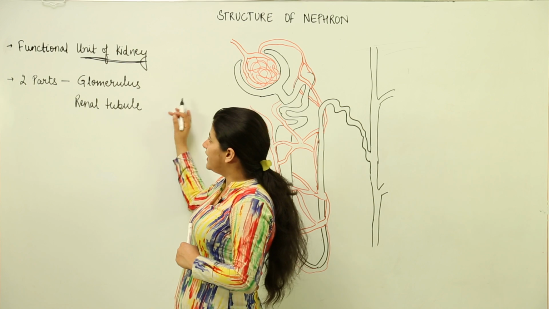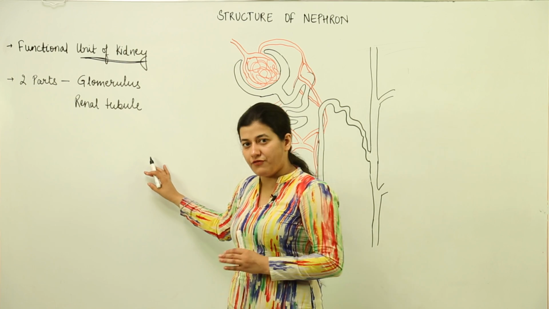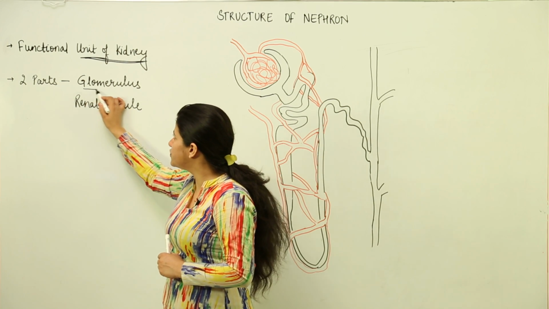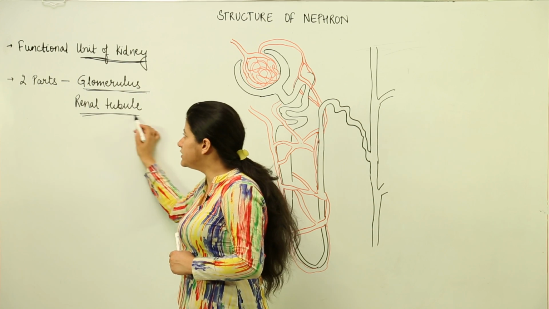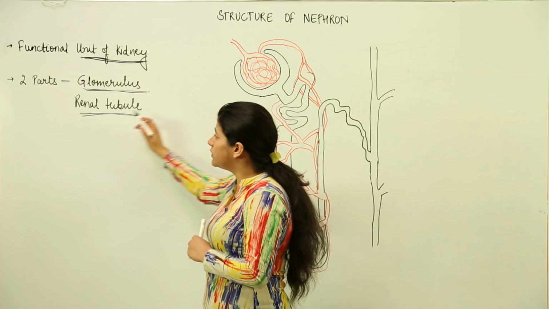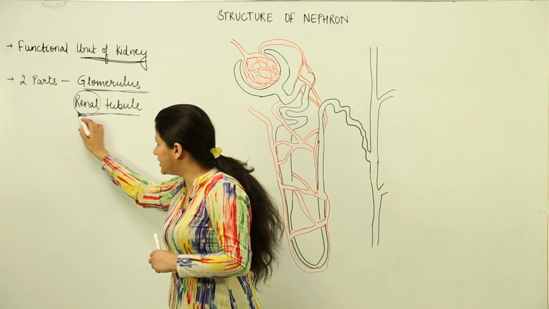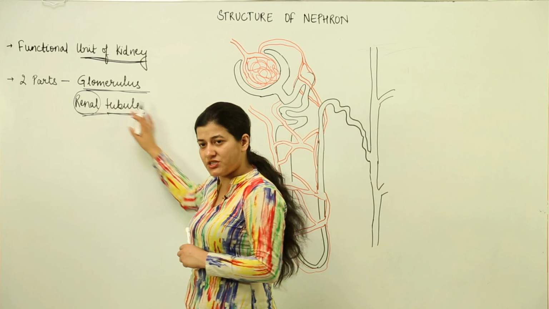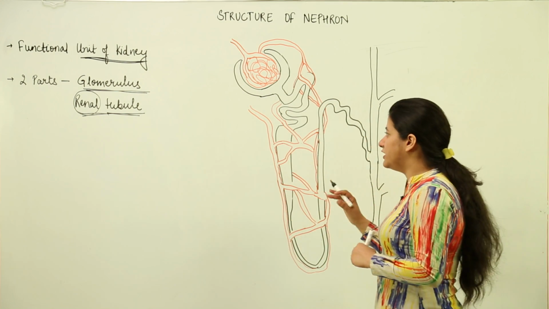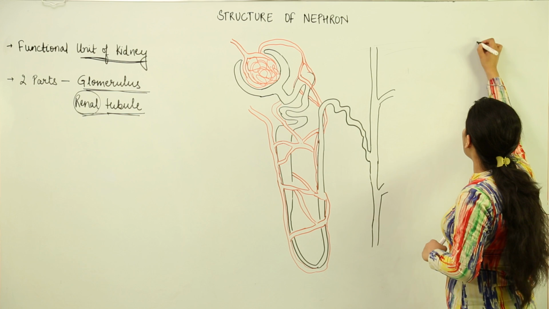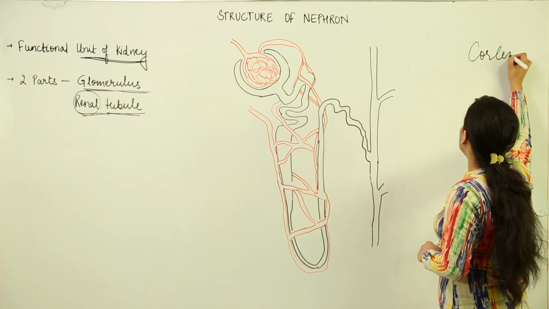If we have to analyze the structure of the nephron, it can be divided into two parts. The first one is the glomerulus and the second one is the renal tubule. Now the word renal denotes kidney, so there is a tubular structure present inside the kidney. Now recall your knowledge about the structure of the kidney, that it was divided into outer cortex and inner medulla.